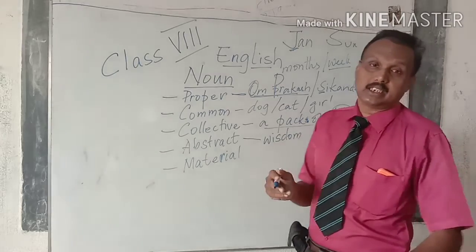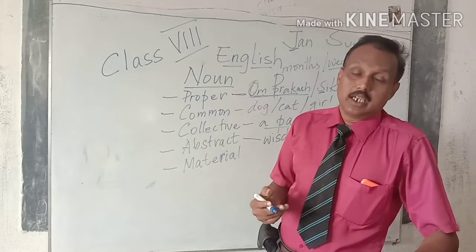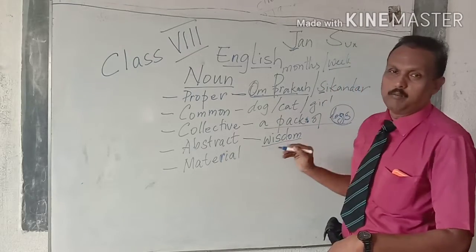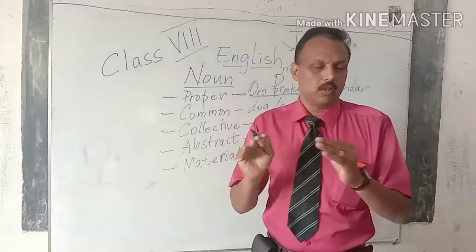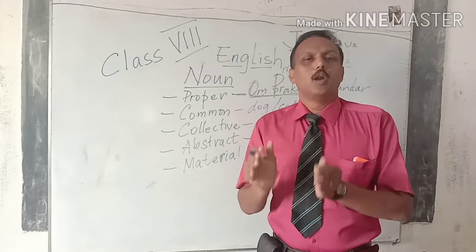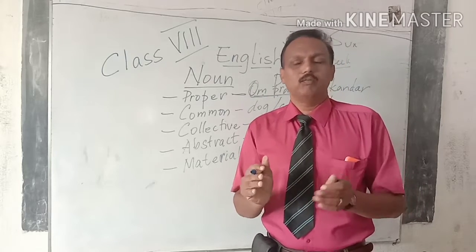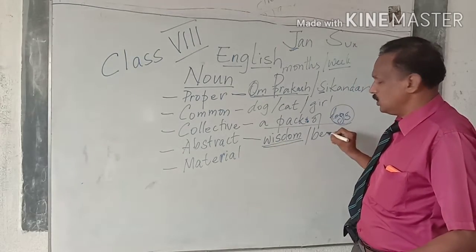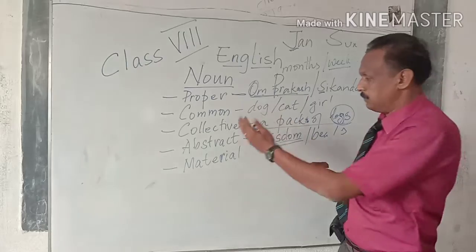Wise is an adjective. It is a quality. He is a wise person. Whereas the noun form is wisdom. Wisdom is something that we cannot touch, we cannot see. But when a person talks, you know that he has a lot of knowledge, he has got a lot of wisdom. So beauty, joy, they all come under abstract nouns.